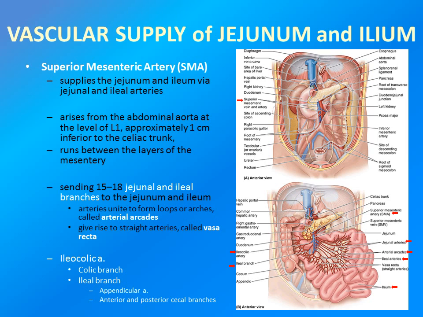The SMA also gives rise to an ileal branch and an ileocolic artery. The ileal branch gives rise to the appendicular artery, which in turn will give rise to anterior and posterior cecal branches. Near the loops of the small intestine, the arteries form arterial arcades, which give rise to straight arteries or vasa recta that supply the tissue itself.